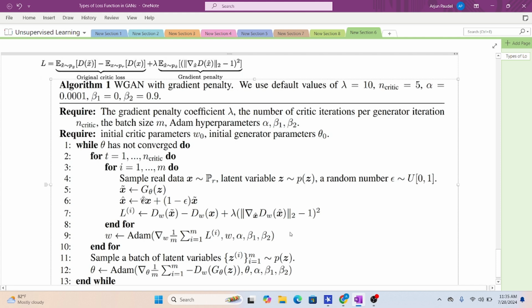We pass this z to the generator and obtain x tilde, and we apply a linear interpolation here. Linear interpolation means just combining both of them so that we can capture the whole space, and this x hat becomes epsilon times x plus 1 minus epsilon times x tilde. And we apply this x hat to the discriminator.